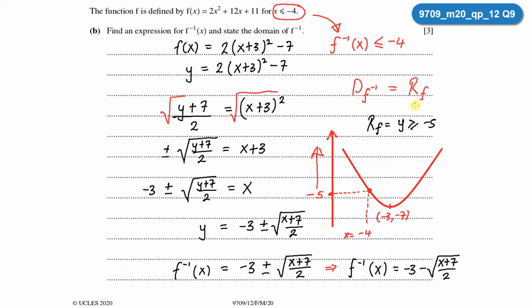And this automatically becomes the domain of f inverse. So for the inverse, we are saying f inverse of x is equal to -3 minus the square root of (x plus 7) over 2. And the domain is x greater than or equal to -5. It takes the form of the range of the function. So this becomes our answer here for part B.